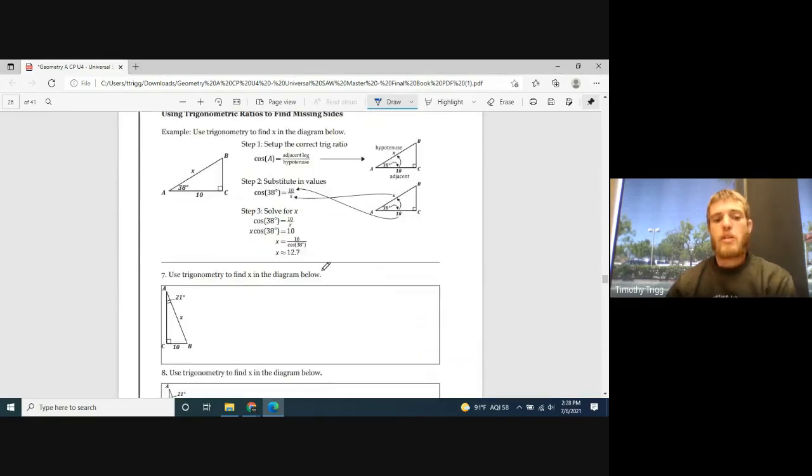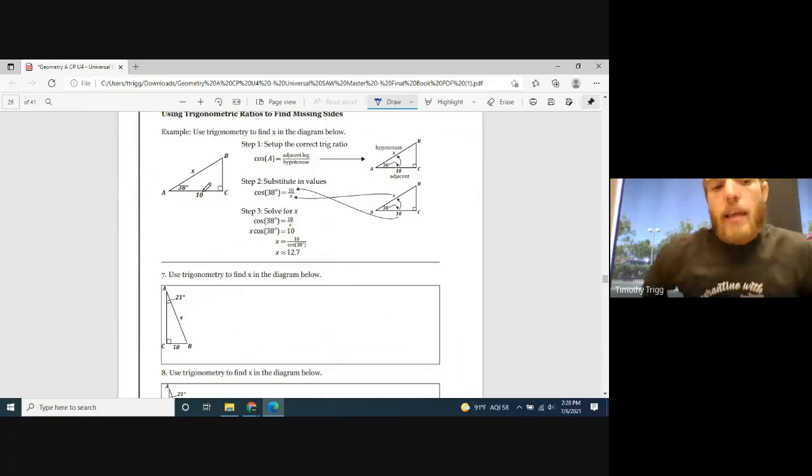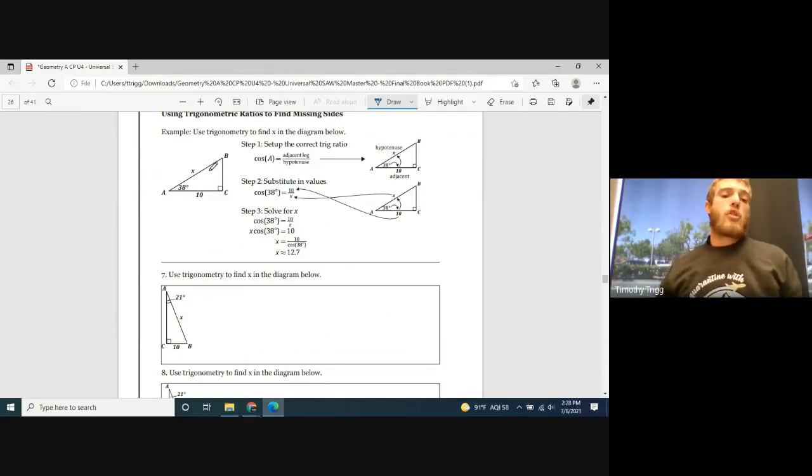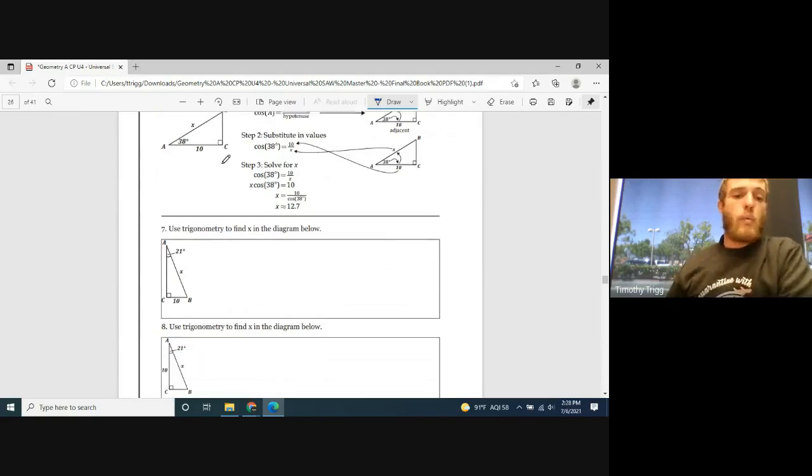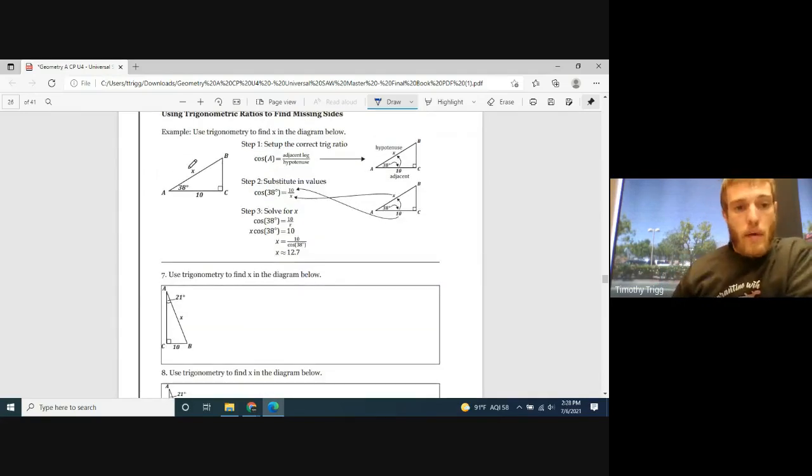Now, how do we use these trig ratios to find a missing side length on a right triangle? So let's say we want to find this missing side of this right triangle. So how would we do that? Well, the first thing I would look at is the angle they give us. So in this case, they give us angle A. You see that? They give us that angle A is 38 degrees.